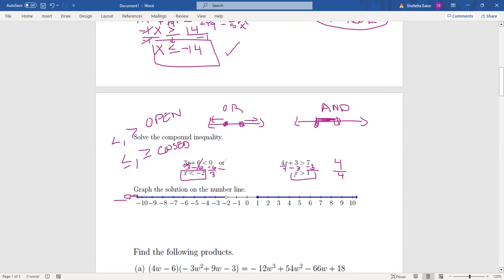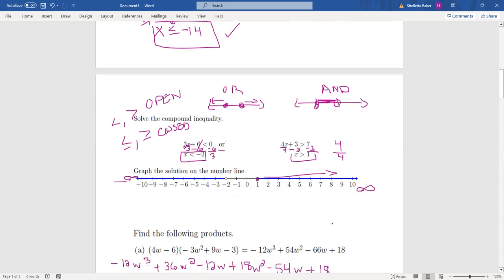For the second inequality, we have x greater than 1. So greater than 1, this should also be an open circle here, guys. And we're going to shade to the right. That's in the direction of positive infinity. So open circle at 1. Open circle at negative 2, shade to the left of negative 2, shade to the right of positive 1.